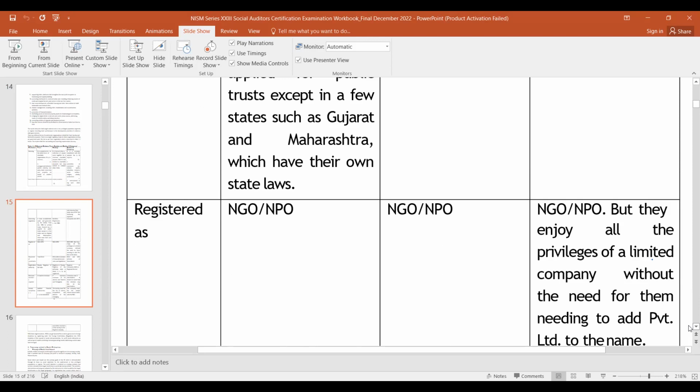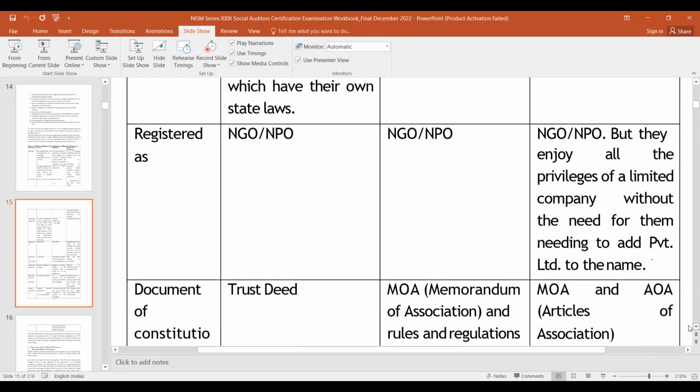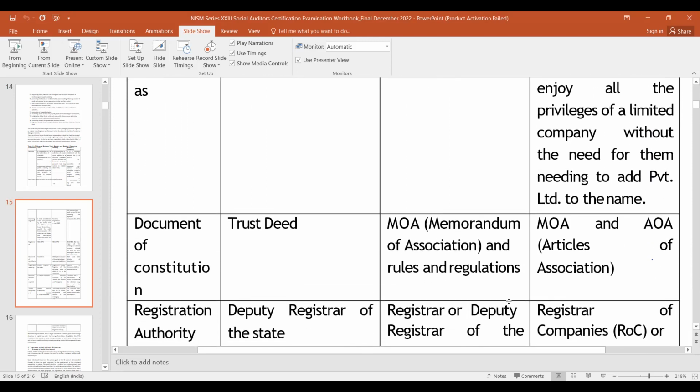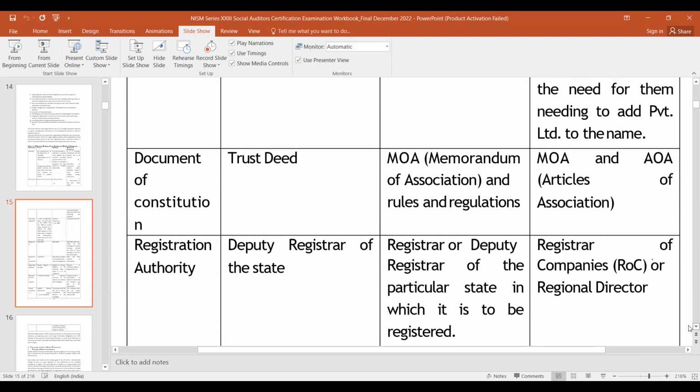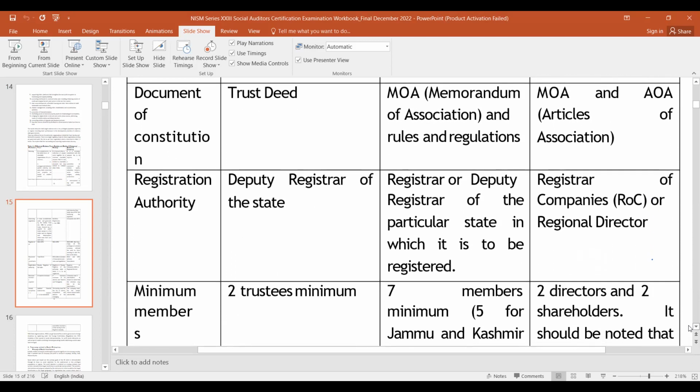Now, suppose you form a Section 8 company, then in other companies, you have to write the word private limited at the end. But here, you need not write the word private limited or limited at the end, in case it is a Section 8 company. Documents: trust deed in case of trust, then memorandum of association and rules and regulations in case of society, and memorandum of association and articles of association in case of Section 8 company. I think these are all self-explanatory because we are all professionals and we already know about these things.